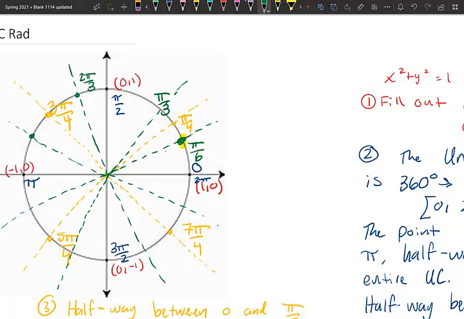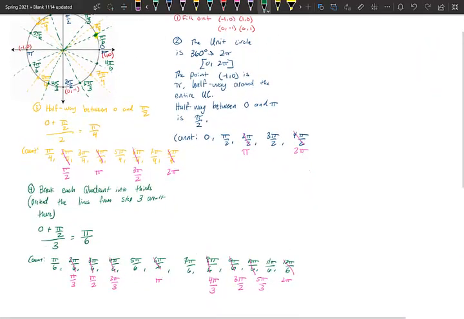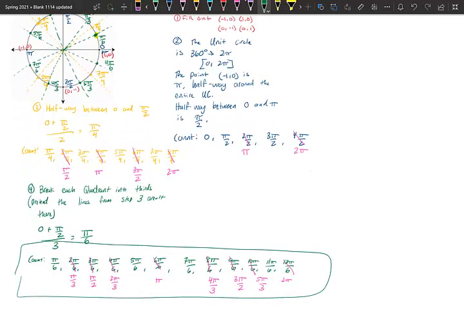Then we have 5 pi over 6, pi. Then we have 7 pi over 6, 5 pi over 4. Then we have 4 pi over 3, 3 pi over 2, 5 pi over 3, 7 pi over 4, and then 11 pi over 6. So you see how we just used this counting list, and whatever we're missing, that's what we put. Whatever we didn't have, that's what we put on the unit circle. Those are all the missing values that we didn't have.